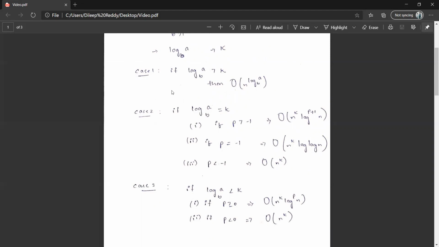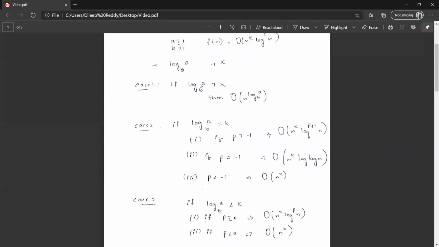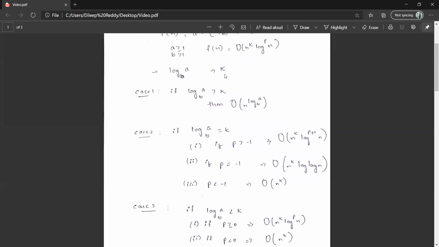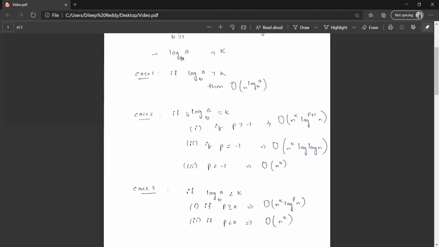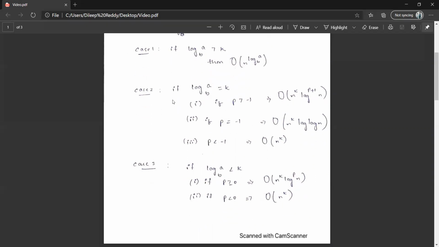The first case: if log a base b is greater than k, then we have O(n^(log a base b)). What if log a base b is equal to k? Again we have three subcases. The first one is if p is greater than -1, the second one is p is equal to -1, and the third one is p is less than -1.